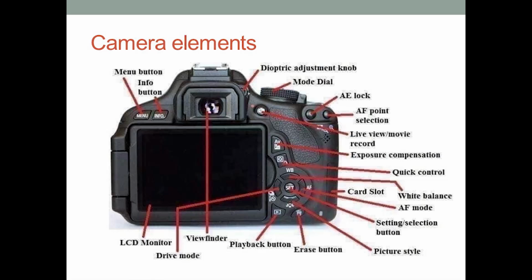a white balance button, quick control, exposure compensation, a live view movie record, an AF point selection, an AE lock, a mode dial, a diopter adjustment knob, and a card slot where you can place your CF card or TF card or SD card.